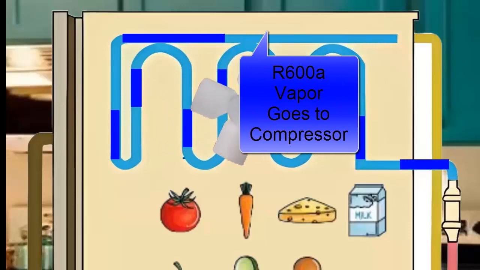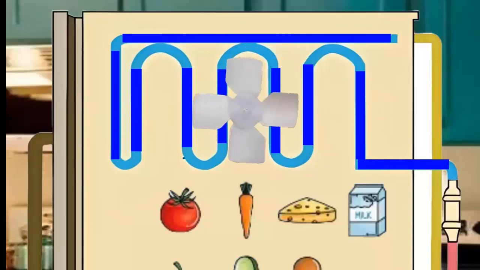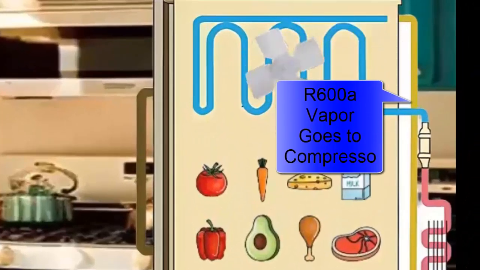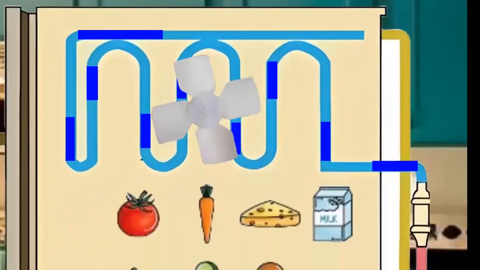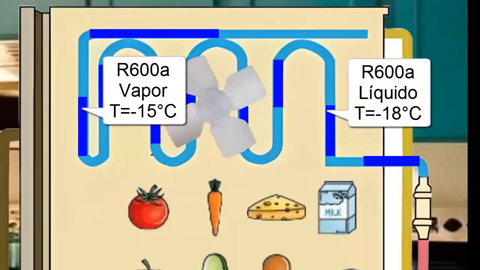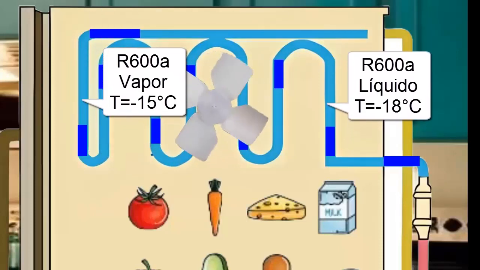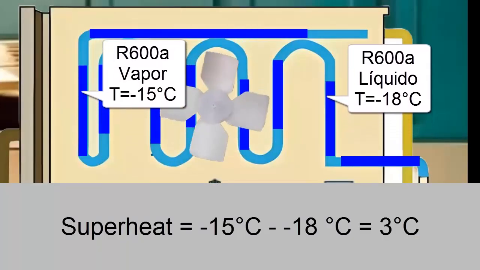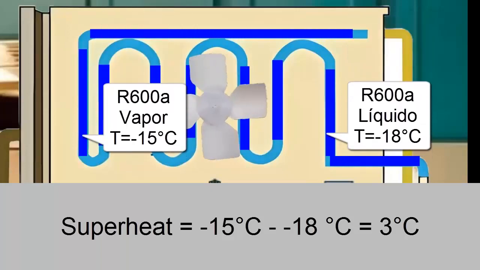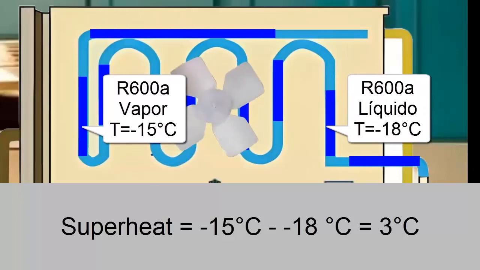The R600A, now in a gaseous state, and with a slight temperature increase called superheating, is suctioned by the compressor. For this case, let's assume that the temperature of the refrigerant R600A in the gaseous state at the exit of the evaporator is minus 15 degrees Celsius. This means that the refrigerant R600A goes from minus 18 degrees Celsius to minus 15 degrees Celsius. Therefore, in this equipment, the superheating is 3 degrees Celsius.